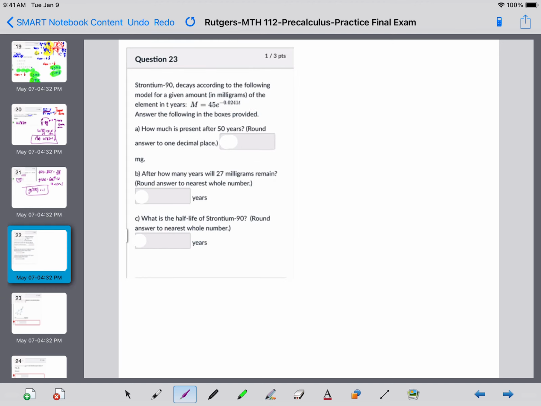Strontium-90 decays according to this. How much is present after 50 years? t is in years, so you could just plug in 50.